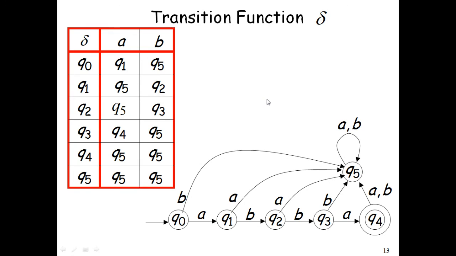So what we have studied today is all the tuples of the finite automata and how to write those 5 tuples for a given DFA. We have studied that with an example.